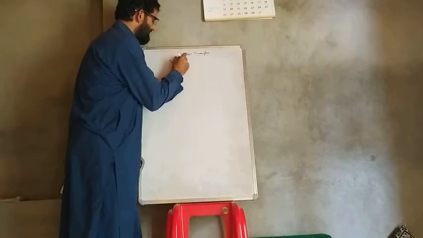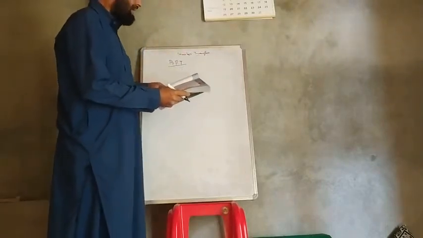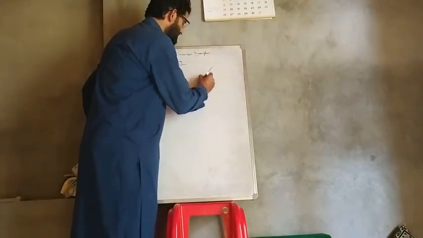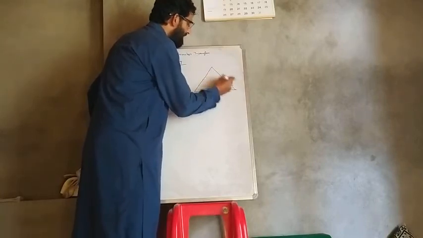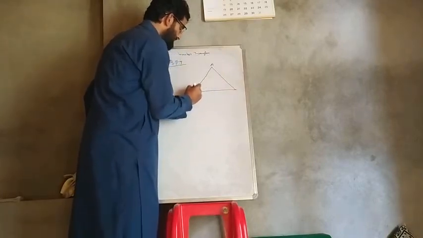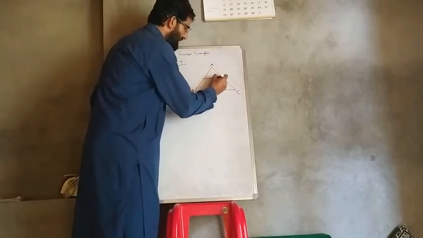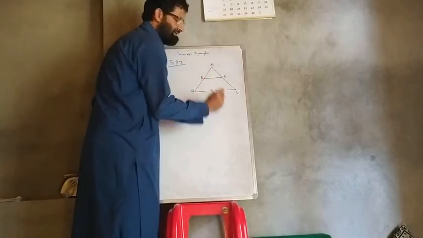Basic proportionality theorem, a very important theorem. That is, if a line is drawn parallel to one of the sides of a triangle, suppose ABC is a triangle, ABC, this is a triangle, and a line DE is drawn parallel to BC.